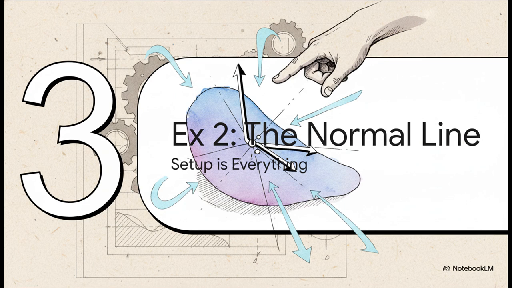Okay, let's move on to our second example. This time we're finding a normal line. Now, this problem looks really simple on the surface, but it's hiding the single most common mistake that students make with these: the setup.